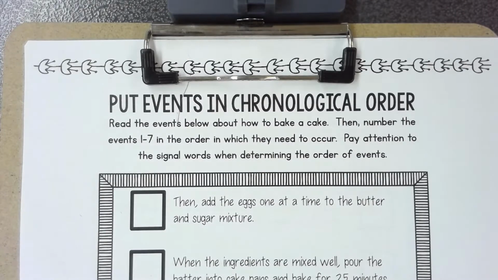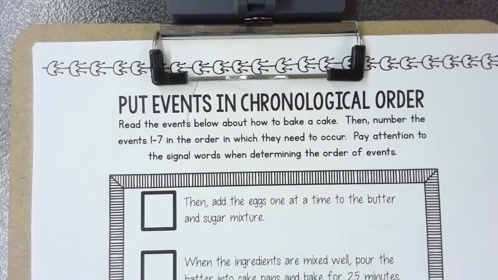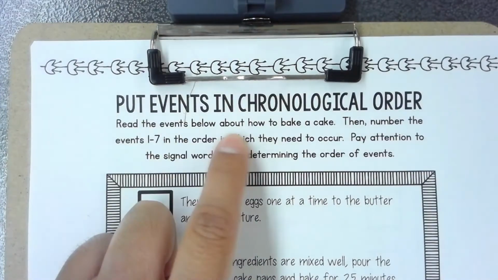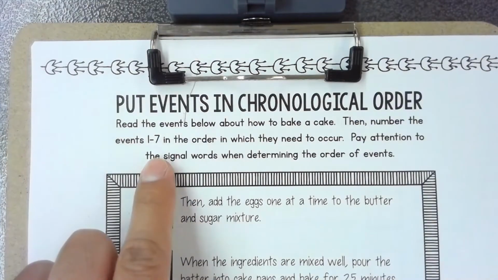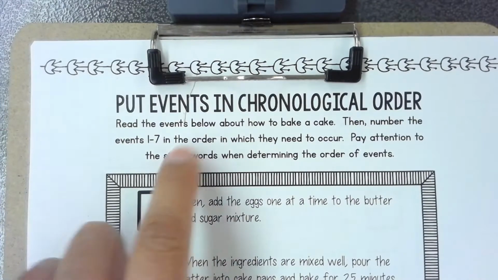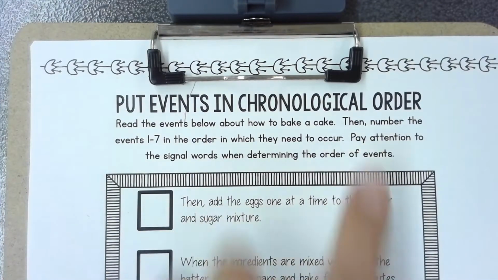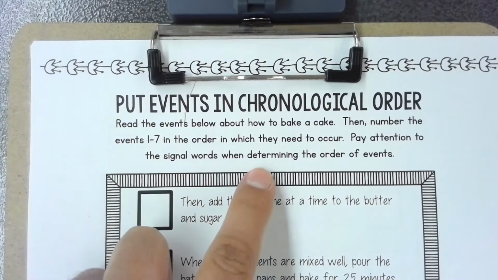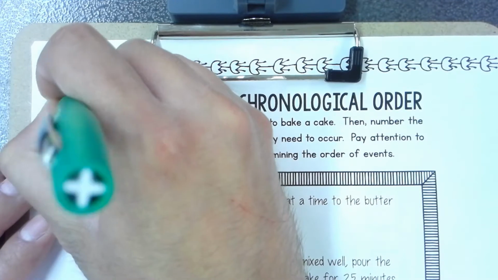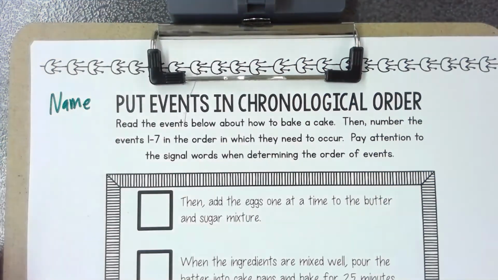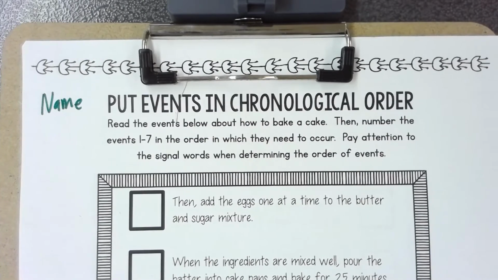Welcome to your chronological order lesson number 2, número 2. You're going to read the events below about how to bake a cake. Then number the events 1 through 7 in the order in which they need to occur. Pay attention to the signal words when determining the order of events. Please make sure to write your name. When you are finished, please put this in the bin so I can grade it. Have your headphones on. Please go at your own pace.